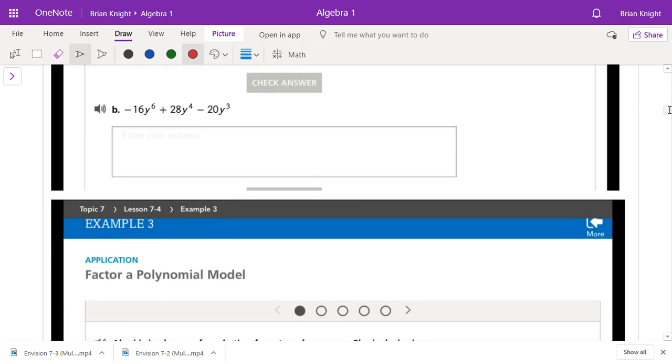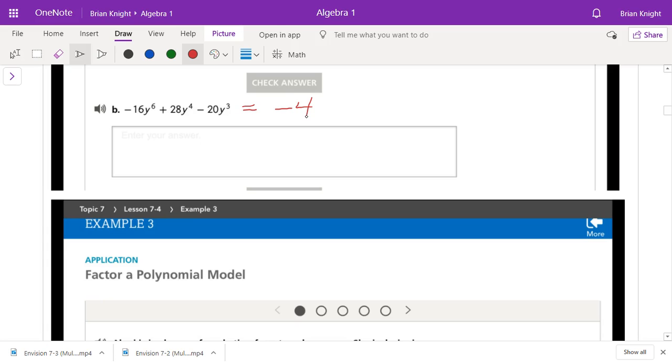Part B, negative 16, 28, and 20. What's the biggest number that will go into all of those? 4. Anytime this first one's negative, they always like putting the negative out front. Okay? That's just based on what textbook you use. If you do positive 4, it's not technically wrong. They just like, if it's negative, to bring it out. Okay? So negative 4.